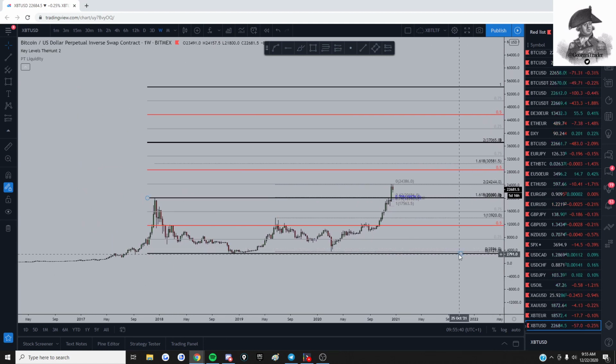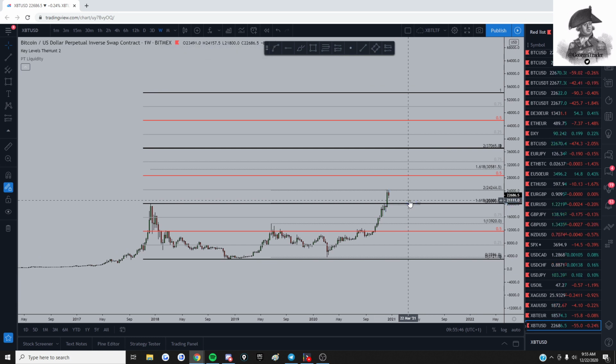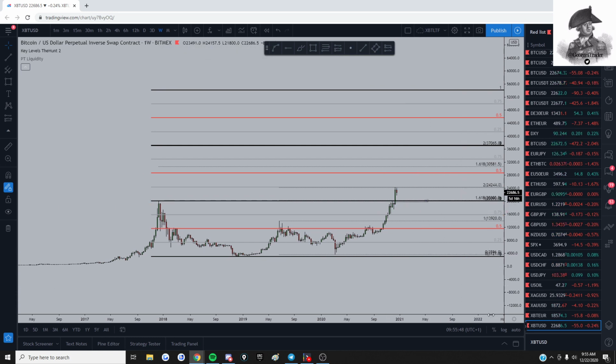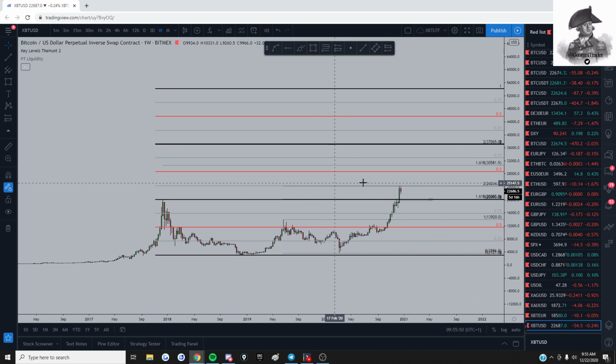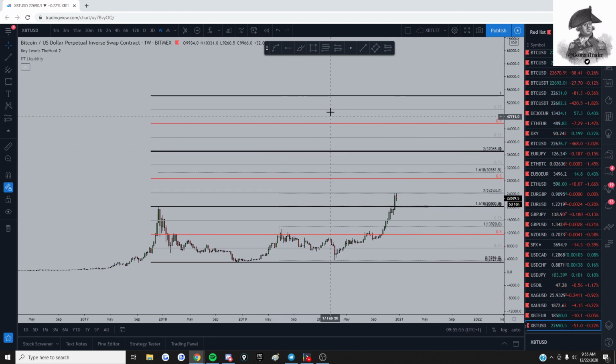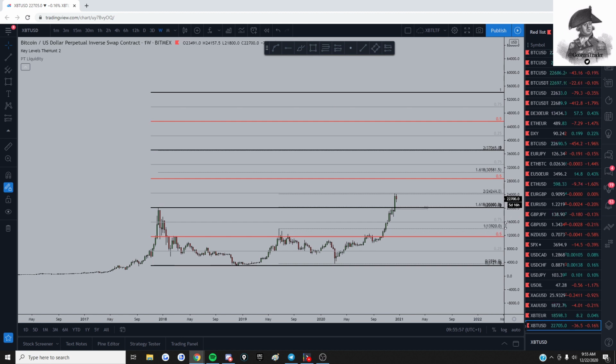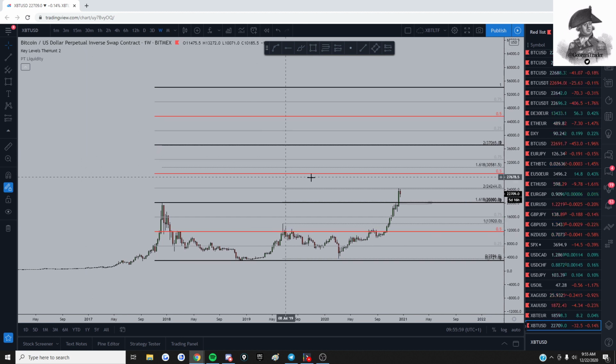Starting off quickly on the weekly, I just want to give a strategy, a way to have targets to the upside when you're in price discovery. There are two ways that I really like to use.